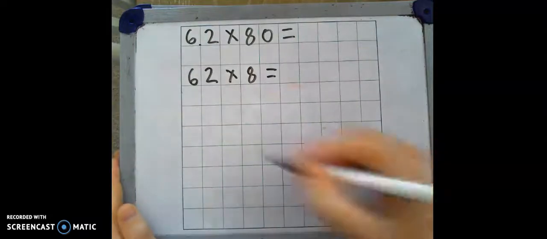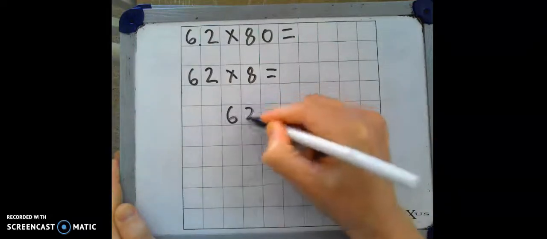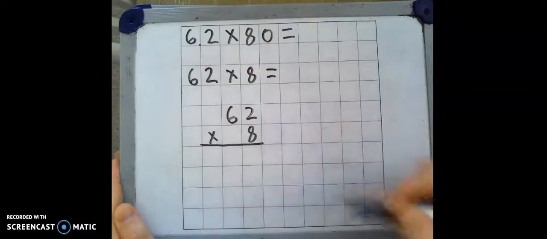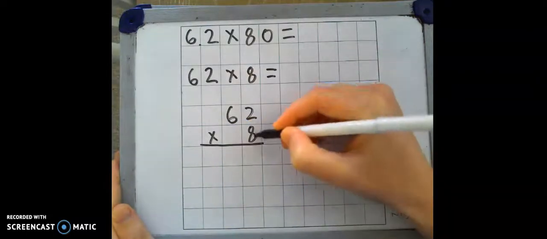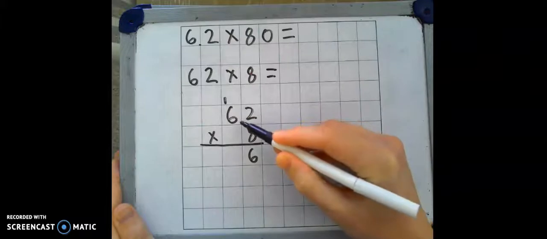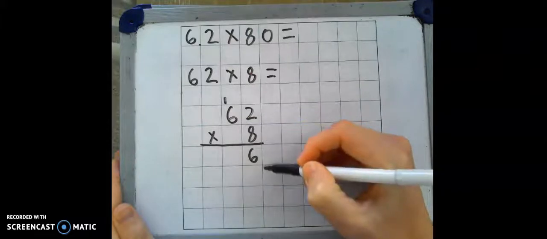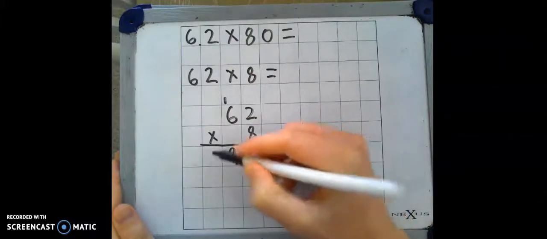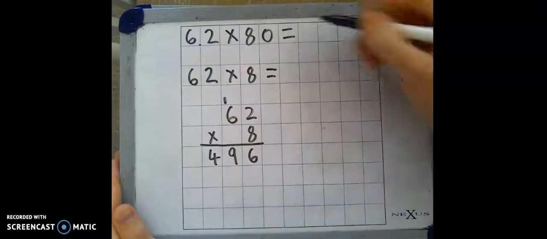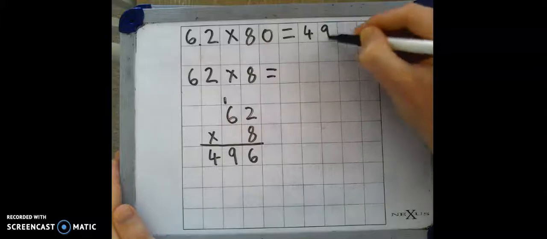We might be able to do that one mentally, but as we have a pen and something to write on, why not use and practice our column method? 8 times 2 is 16. Put that one over there to add on in a moment. 8 times 6 is 48, plus 1 is 49. So our answer is 496.